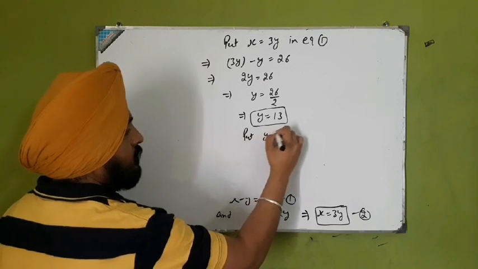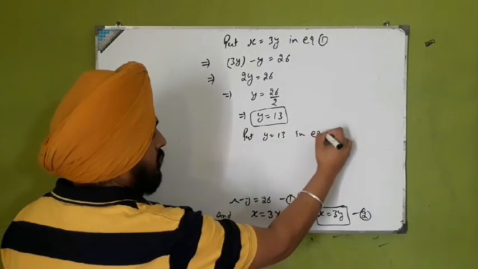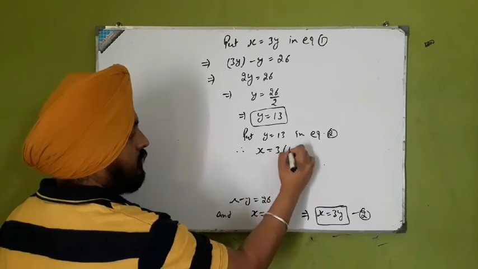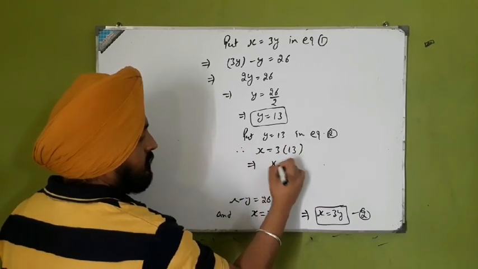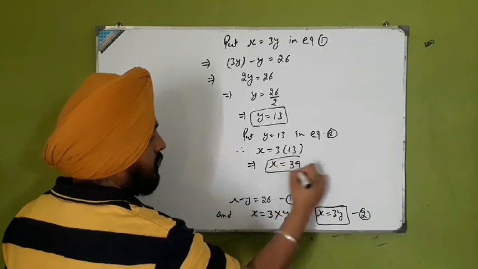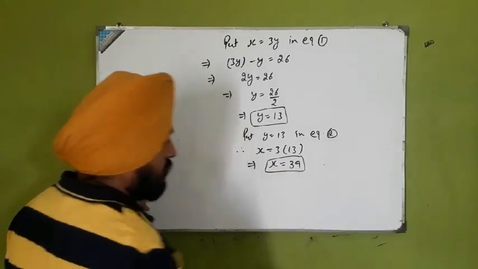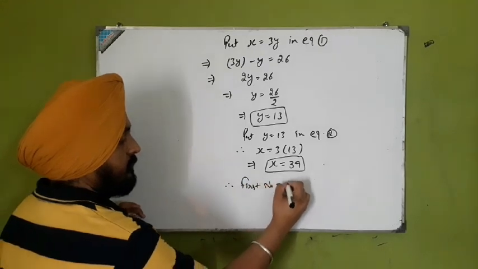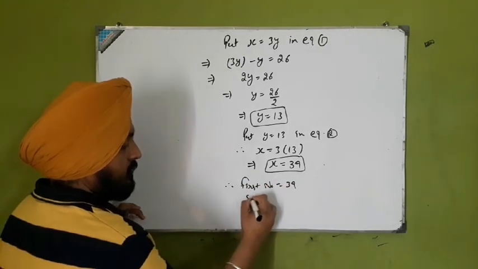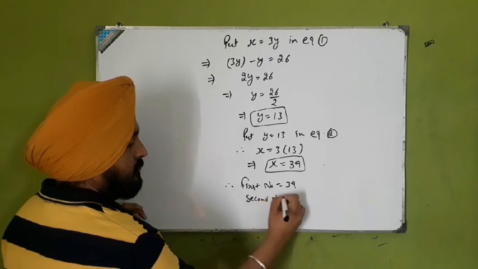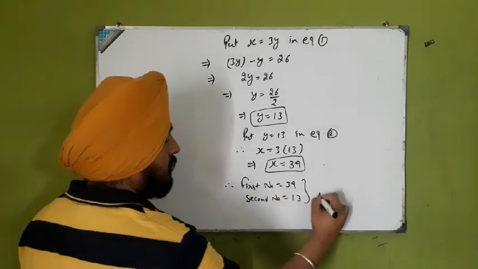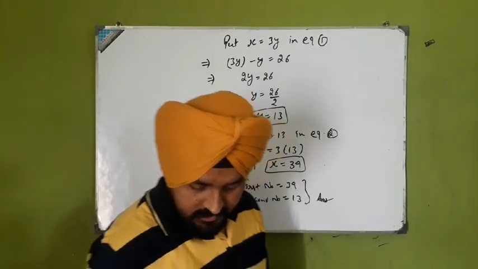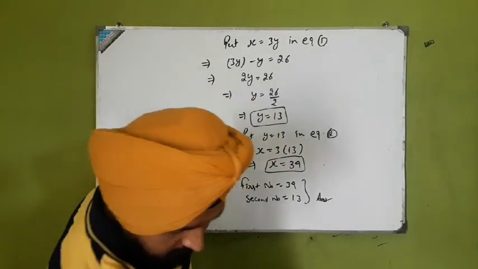Put y is equal to 13 in equation second, therefore the value of x is equal to 3 into 13, so x is equal to 39. So therefore the first number is equal to 39 and the second number is 13. That's all. Understood? Now look at the next part, third question, second part.